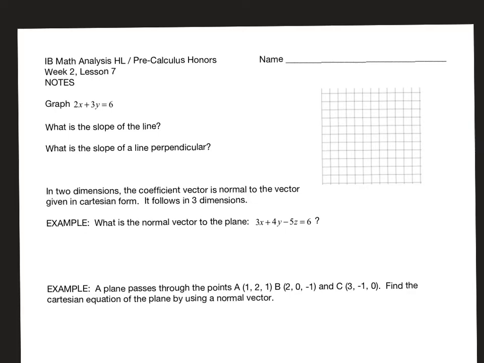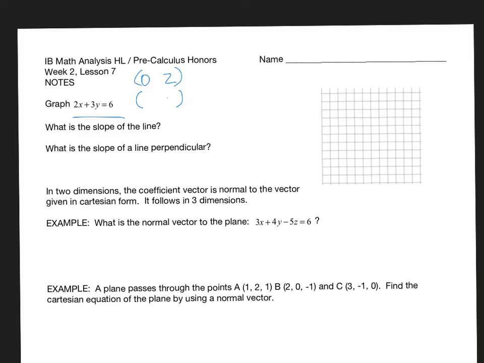Week 2, lesson 7. All right, we're going to start right here. It's asking me to graph 2x plus 3y equals 6. I have a couple options here. I could change that into slope-intercept form, but I think the easier option is probably just to figure out what the intercepts are. If I let x be 0, y would have to be 2.